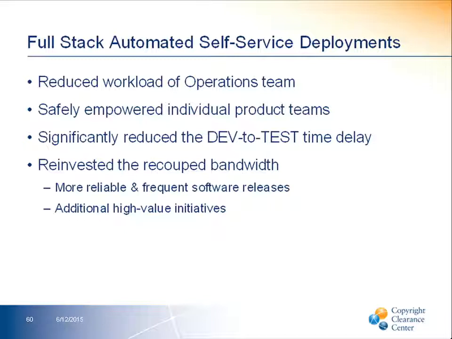And then we recovered bandwidth, and we can reinvest that in various things. We partly invested it in more reliable and more frequent software releases. That's the continuous delivery part. And then other high-value initiatives that need people to dig into them and work on them for a while, but they didn't have time because they were busy untangling manual deployments gone awry or something like that.